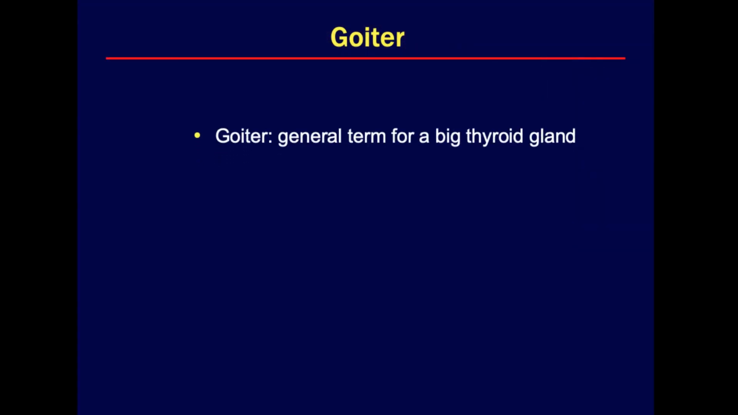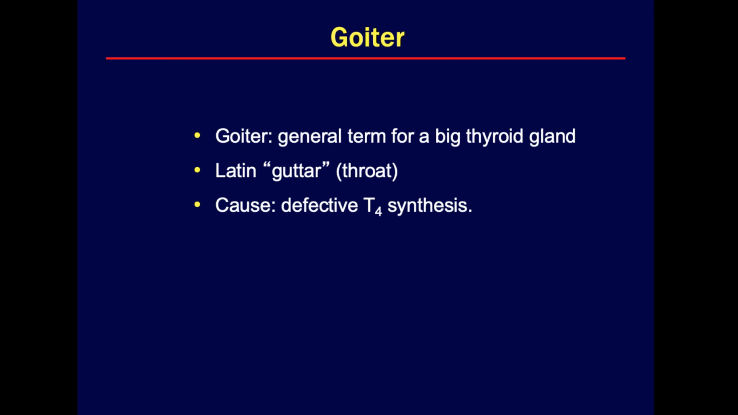So a goiter generally is the term for a swollen or big thyroid gland. The Latin is guttur, and so you can see where we got the word from, and it's because of defective T4 synthesis. Now, one of the things you should know is that a goiter can happen if a person has hypo or hyperthyroid. So let's say we have a person who is iodine deficient. The reason that we call the thyroid hormones T3 and T4 is because of the number of iodine atoms that are part of this molecule. So T3 has 3 and T4 has 4 iodine.